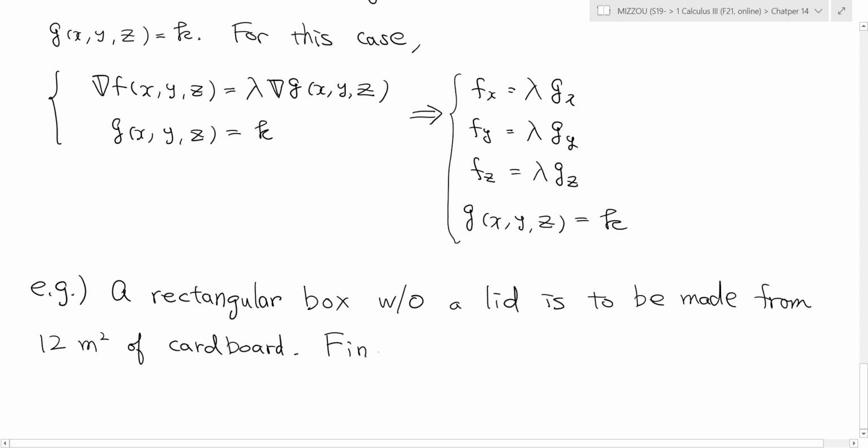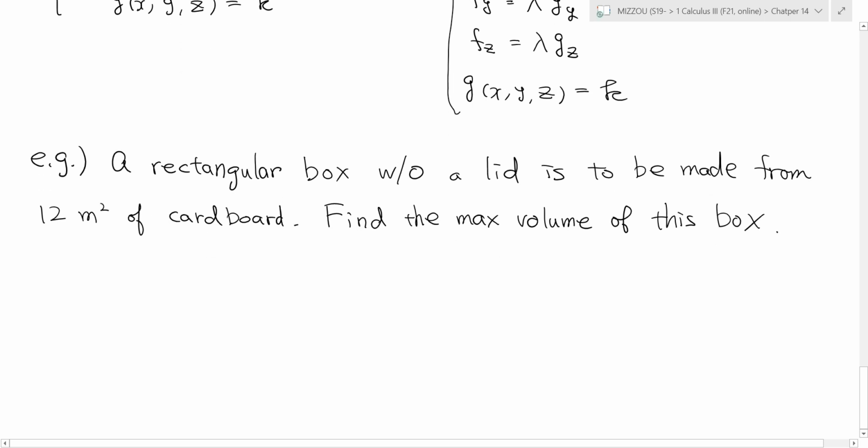Find the maximum volume of this box. Okay, how are you gonna do this? So here's the answer.